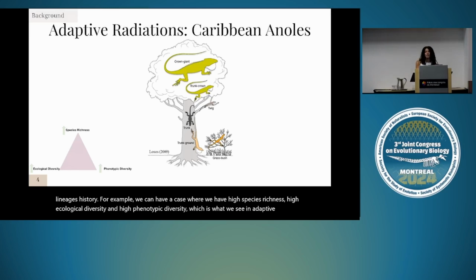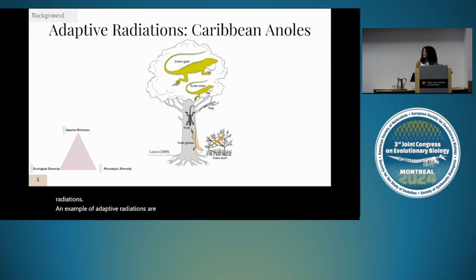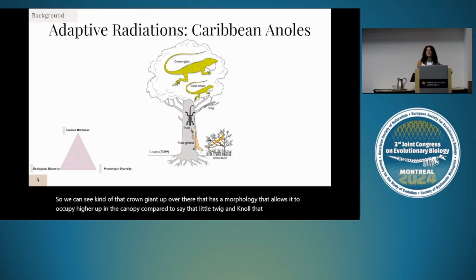An example of adaptive radiations are these Caribbean anoles, where we really see them defined by their ecomorphs. So their morphology is tightly linked to their microhabitat specialization. So we can see that crown giant up over there has a morphology that allows it to occupy higher up in the canopy, compared to, say, that little twig anole that has a morphology that allows it to balance on those more narrow branches.